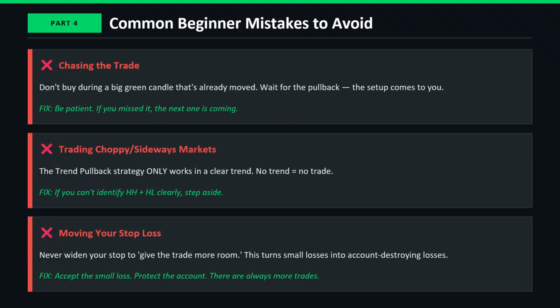Before we get to your action plan, let's quickly go over 3 common beginner mistakes to avoid. First, chasing the trade. You see a big, beautiful green candle shooting up, and you FOMO, fear of missing out, in at the very top. You're buying after the move has already happened. The fix? Be patient. The setup comes to you. If you missed it, that's okay. The next one is coming.